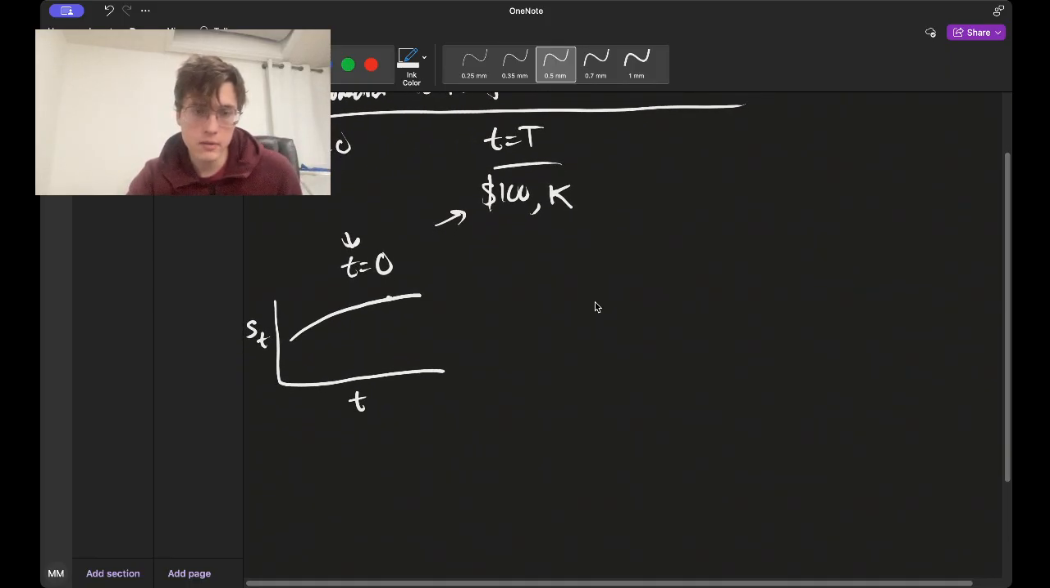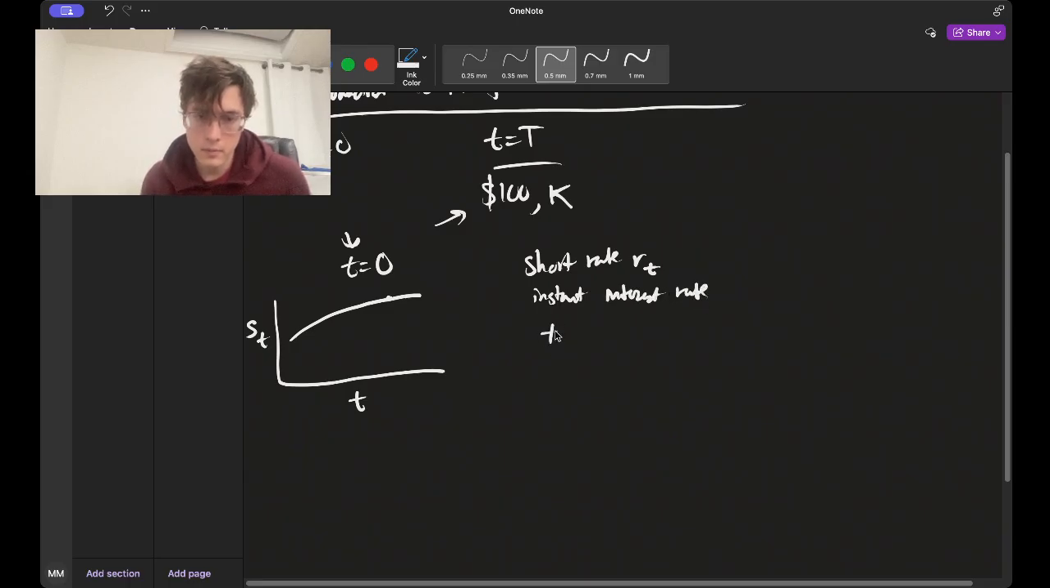For many of these models, instead, we're going to focus on something called the short rate. Okay, so the short rate, r_t, is going to be the instant interest rate between t and t plus 1. So here we have a short rate. So here we're at t equals 0. We have a short rate r_0 that holds between these. And at t equals 1, we have a new short rate, r_1. So r_0 and r_1.